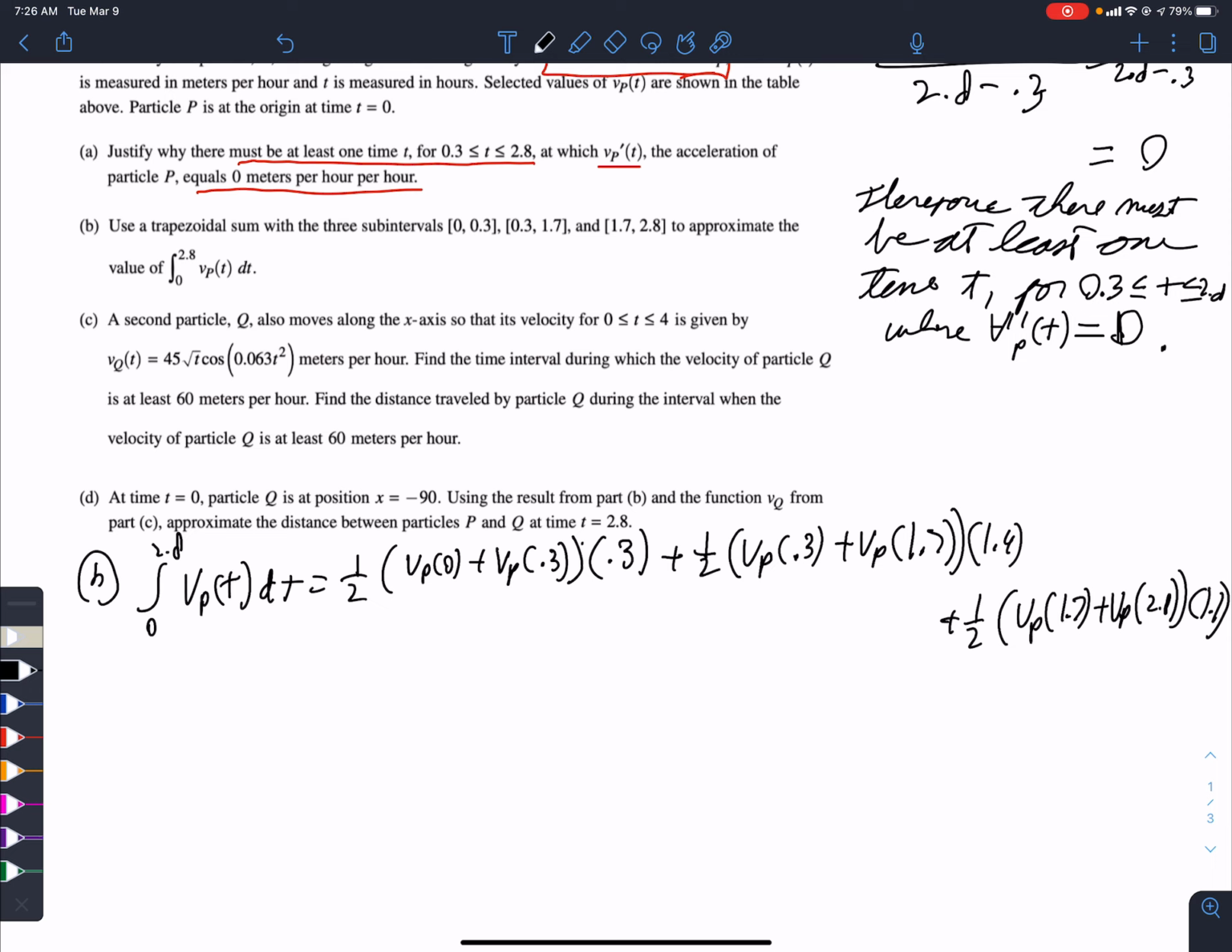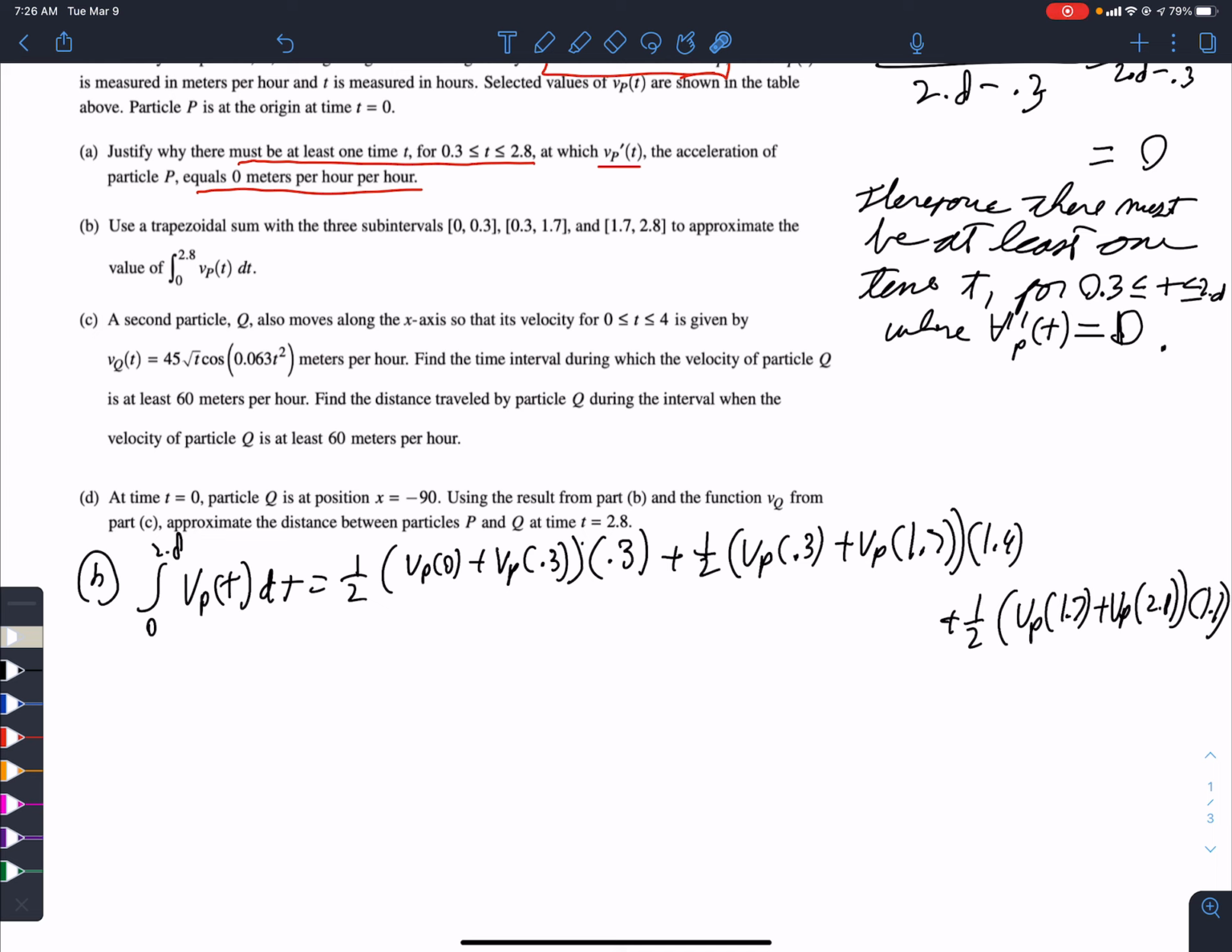All right, so we answered B. Now we should read the question, make sure we answered it correctly. Use the trapezoidal sum to approximate the value. Yeah, so we have done that. You don't have to simplify that at all. All right, let's keep going.